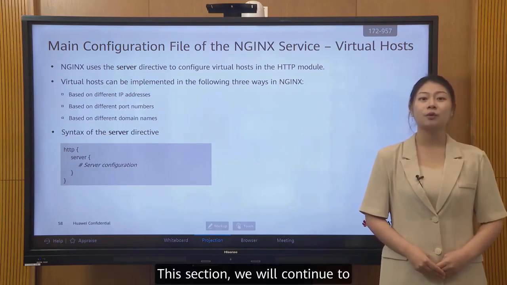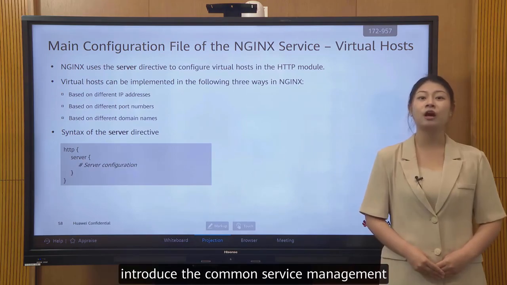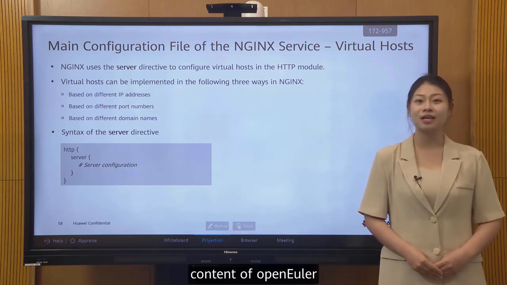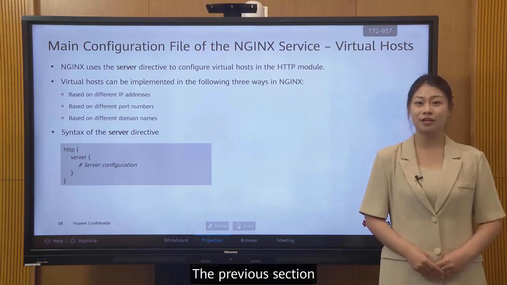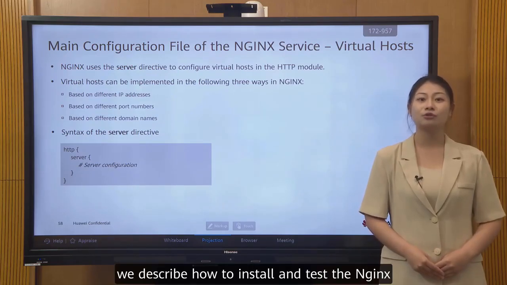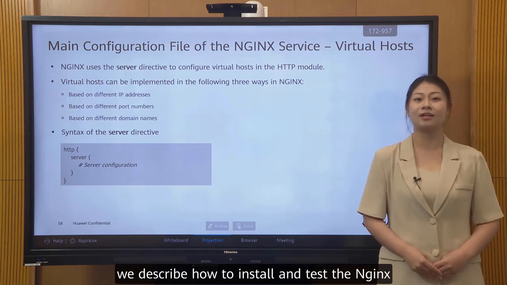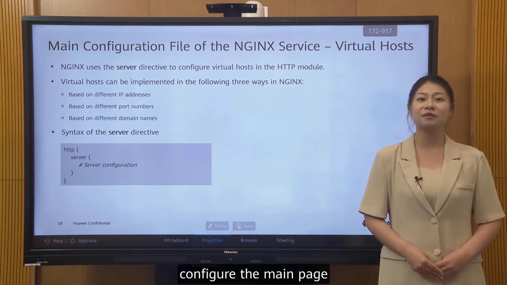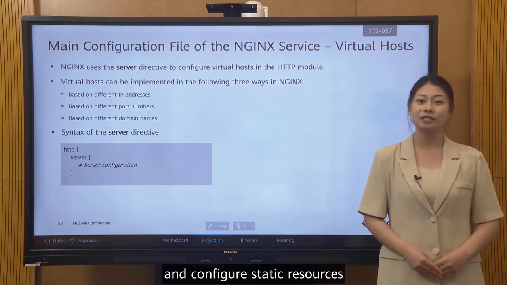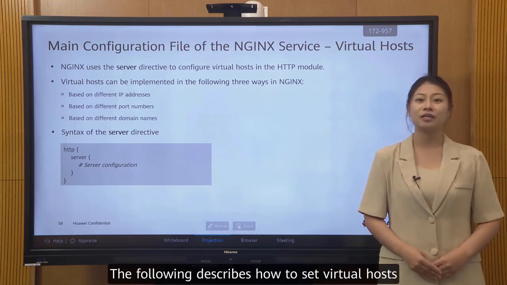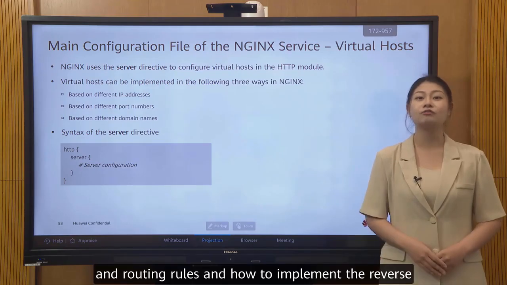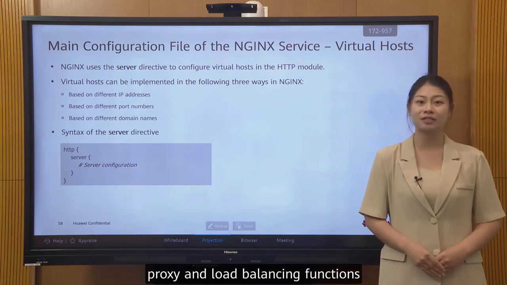In this section, we will continue to introduce the common service management content of openEuler. In the previous section, we described how to install and test Nginx, configure the main page, and configure static resources. The following describes how to set virtual hosts and routing rules, and how to implement the reverse proxy and load balancing functions.